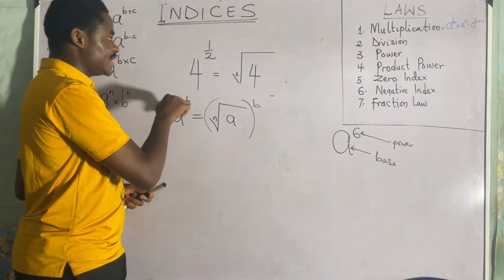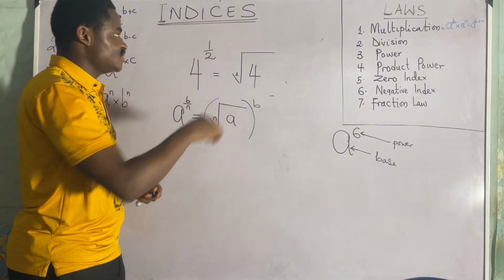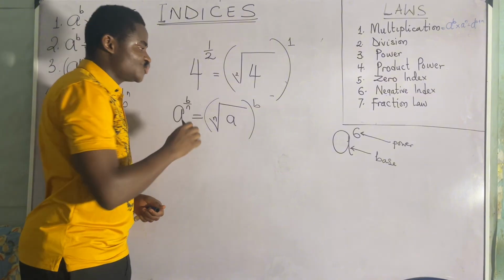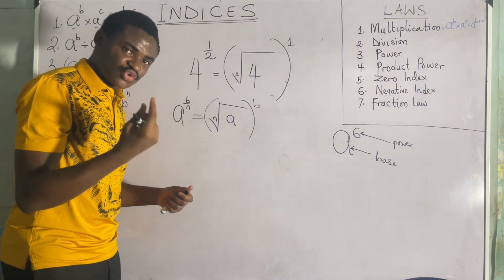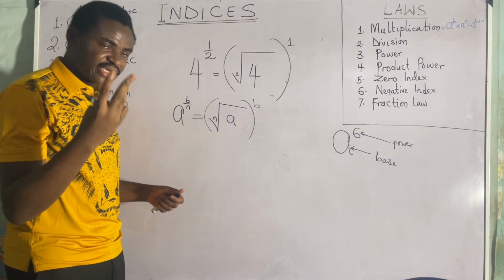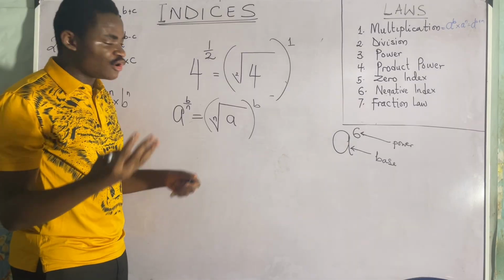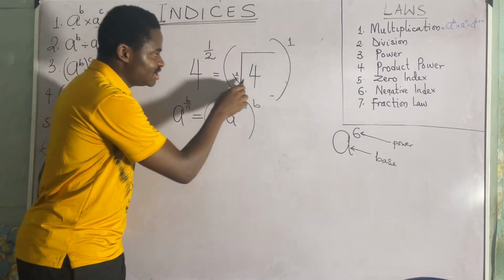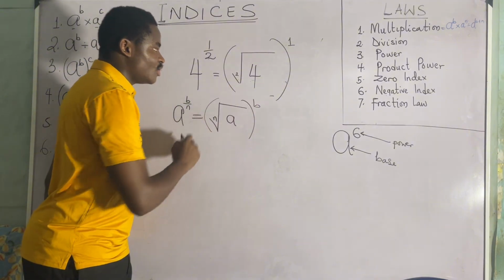So look at this one now. The numerator here is 1, so everything should be to the power 1. But the denominator is 2. That's square root. Square root is 2. Cube root is 3. Then fourth root is 4. Then fifth root is 5. And then like that. Okay? So it means you take the square root of that number.